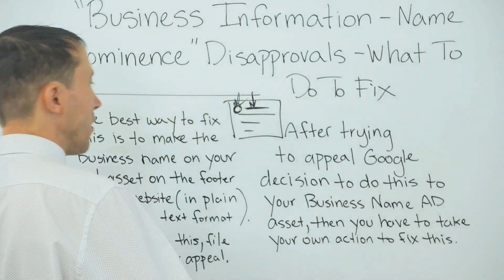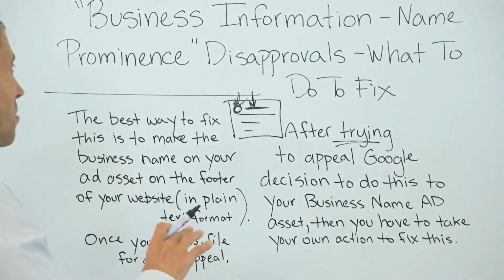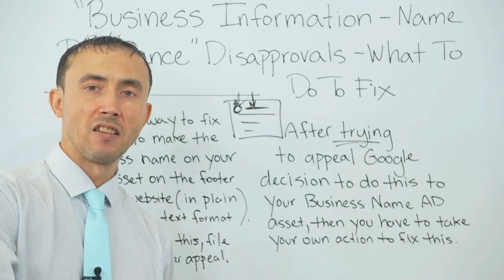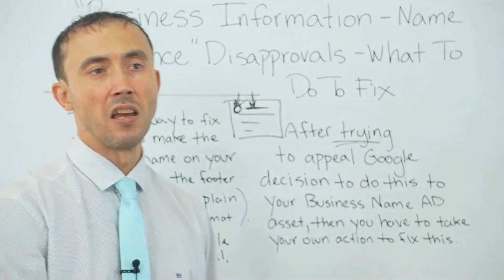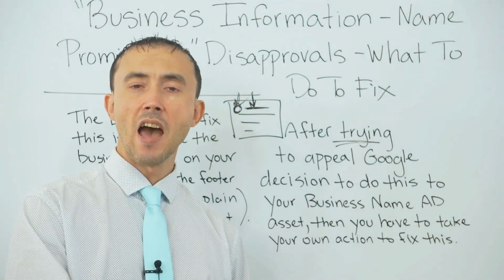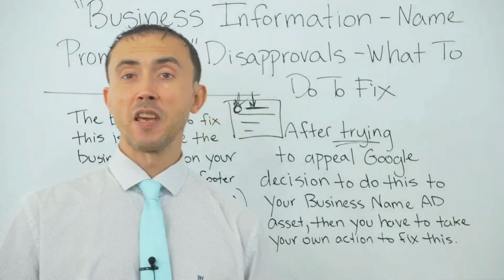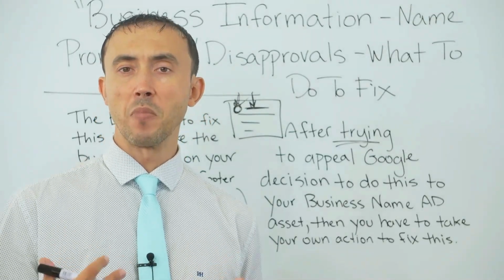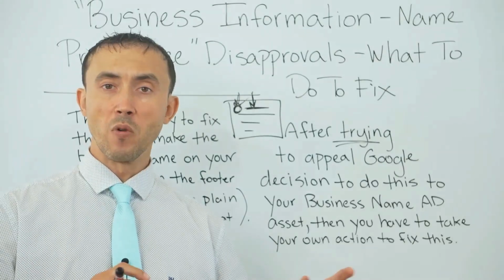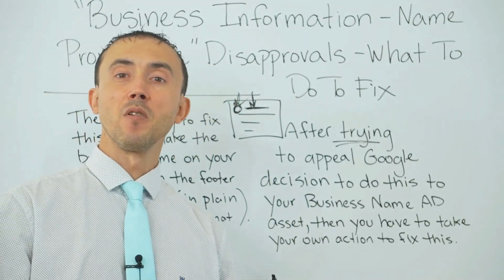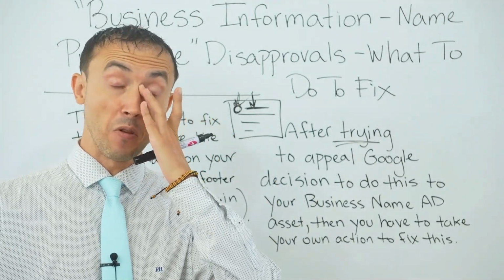So getting into the content here, assuming that after trying to appeal you have this business information, name, prominence disapproval on your business name ad asset, it's basically saying in a nutshell that this is not really your business name. Now, some people get initially confused because they think of the ad verification system, the account verification process, which verifies you as an individual company, as the owner of the Google Ads account, and that what you need to deal with is matching the business name you have designated for the business name ad asset.